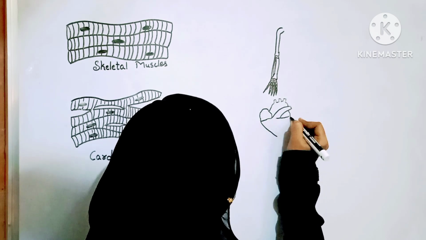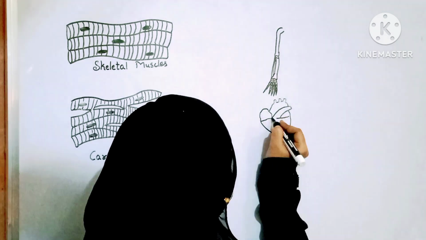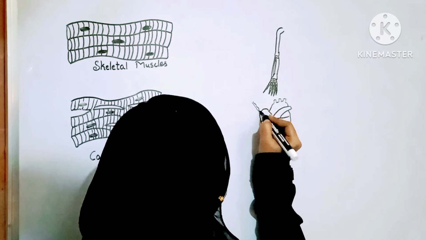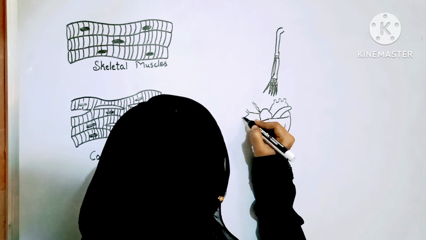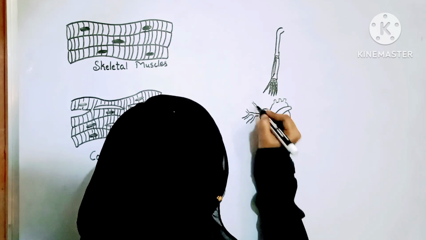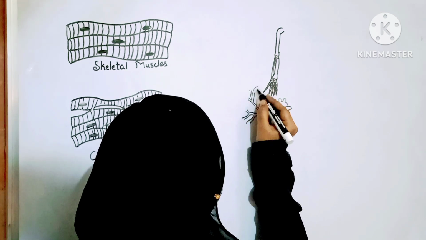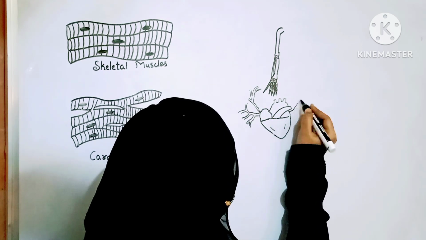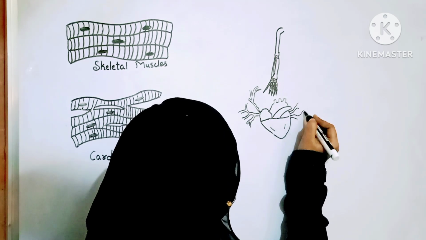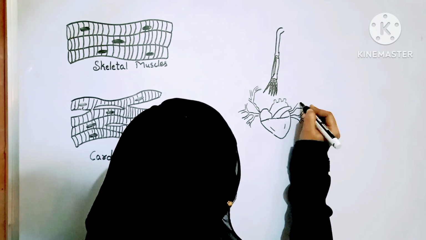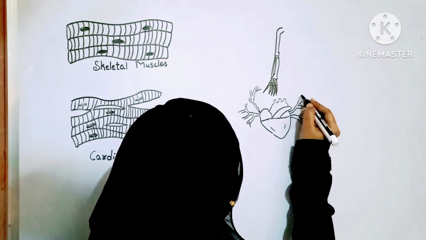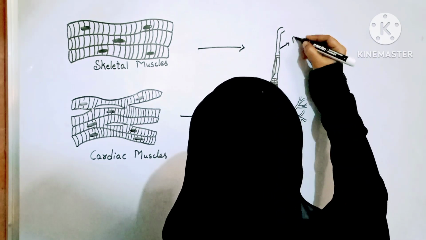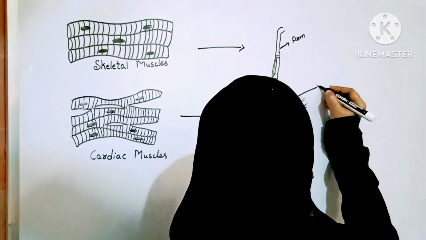So the next muscle, the second muscle, is known as the cardiac muscle. This cardiac muscle is a tube-like structure. These muscles are found in the heart and are not attached to any bones. Cardiac muscles are very strong and hence they do not get tired. These muscles are involuntary in nature. This cardiac muscle helps to pump blood in and out of the heart.